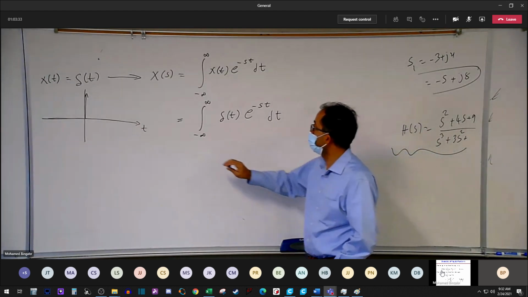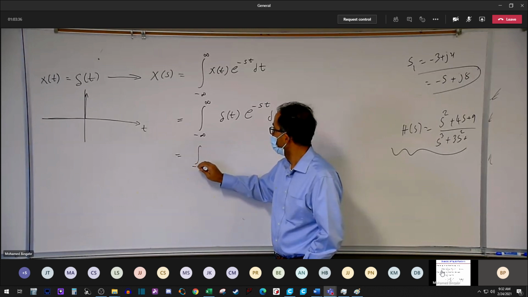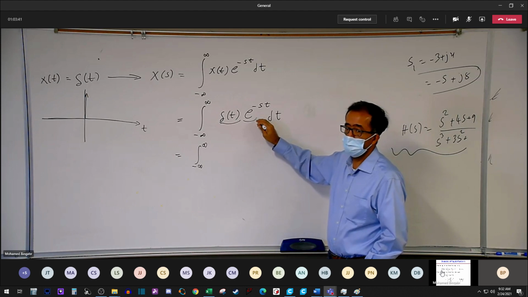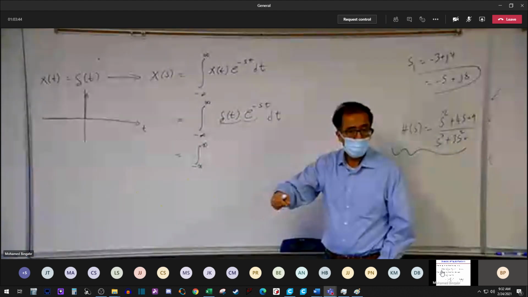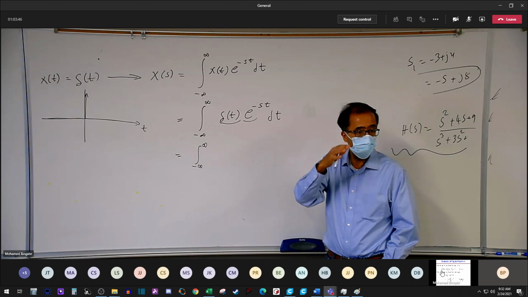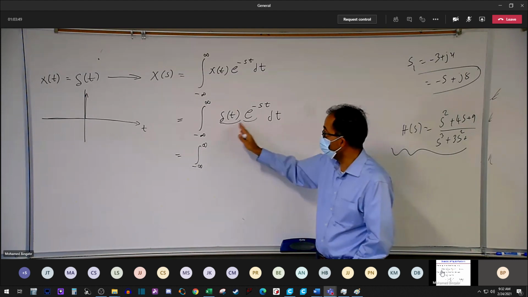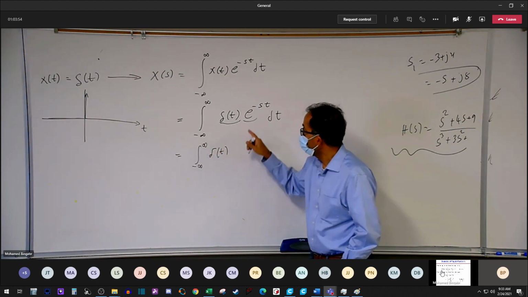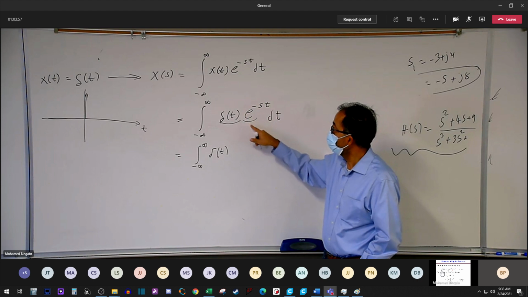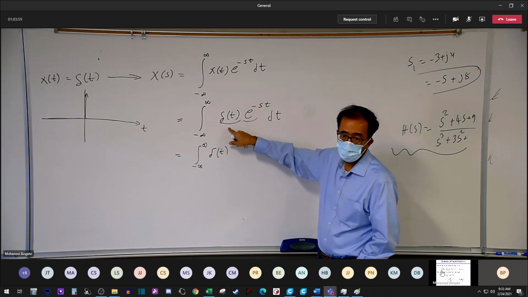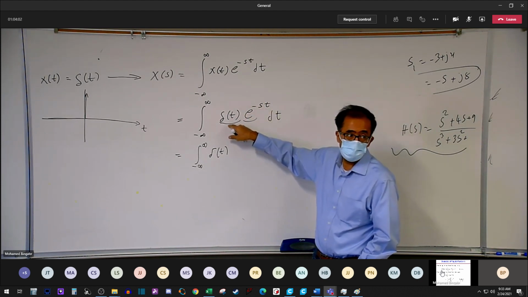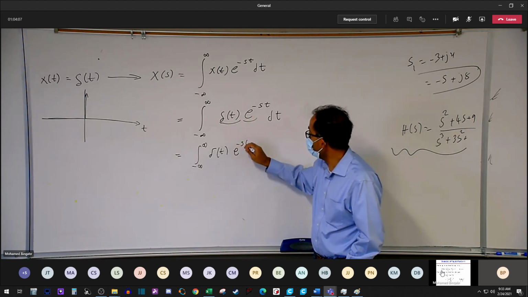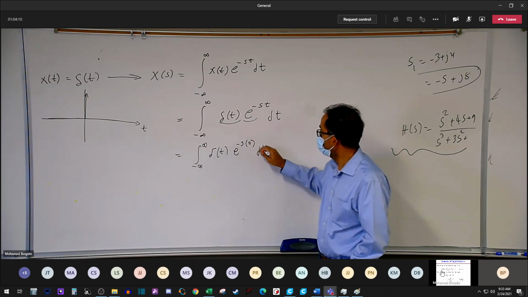And from here, an impulse times any signal, what do you get? You get the impulse back and the value of the signal at the location of the impulse. So the samples, this is just sampling. So you're going to get the impulse back, times whatever this function equals at the location of this impulse. This impulse exists at t equals 0. So then this will be e to the minus s 0 dt.